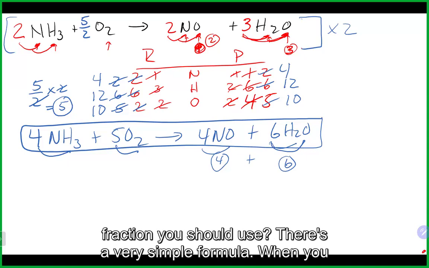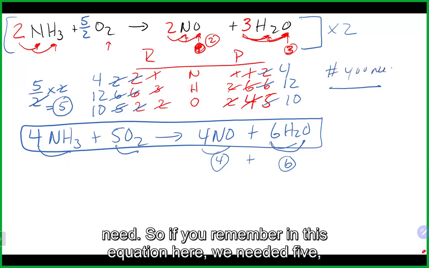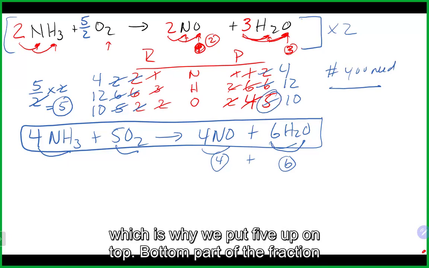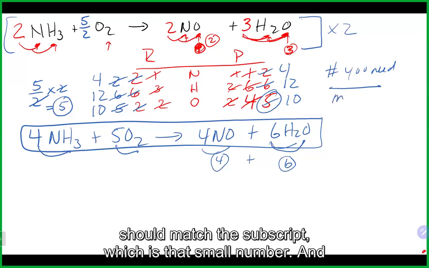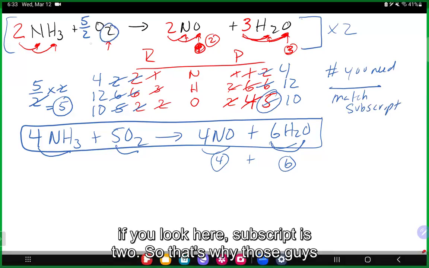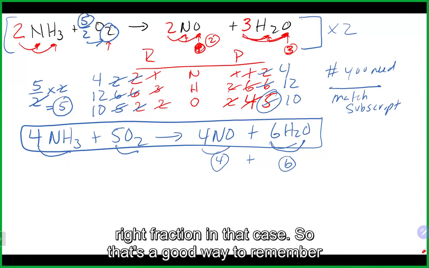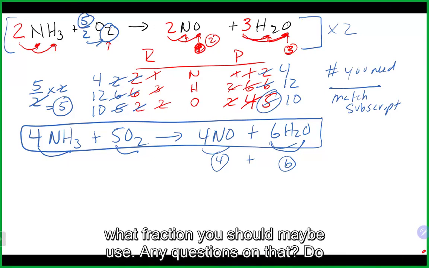How do you know what fraction you should use? There's a very simple formula. When you go to use your fraction, top number is always the number you need. So if you remember in this equation here, we needed 5, which is why we put 5 up on top. Bottom part of the fraction should match the subscript, which is that small number. And if you look here, subscript is 2. So that's why those guys match. Top number is the number you need, and you always pick the right fraction in that case. So that's a good way to remember what fraction you should maybe use.